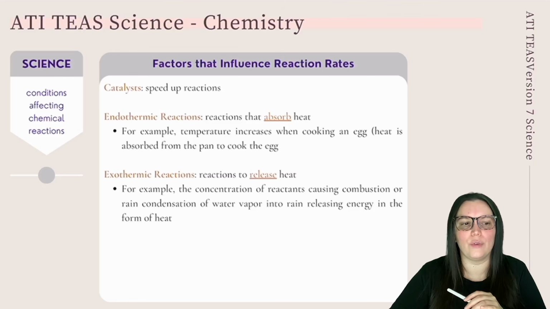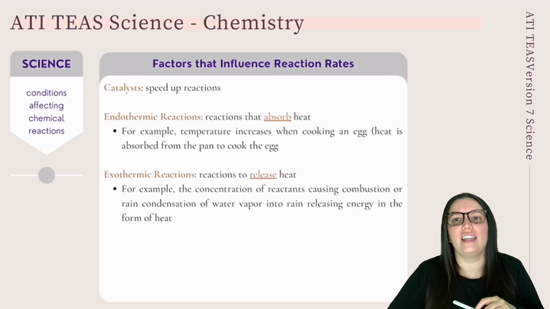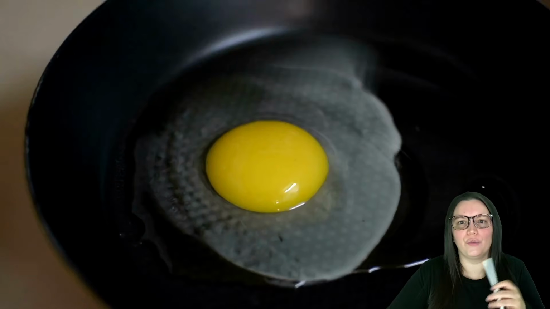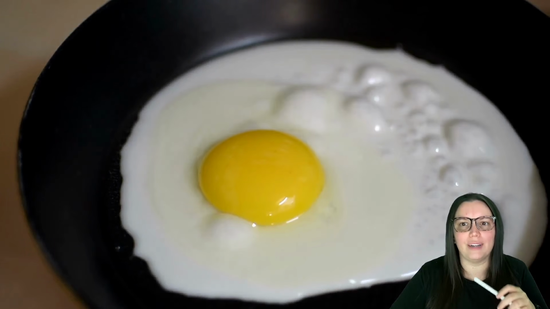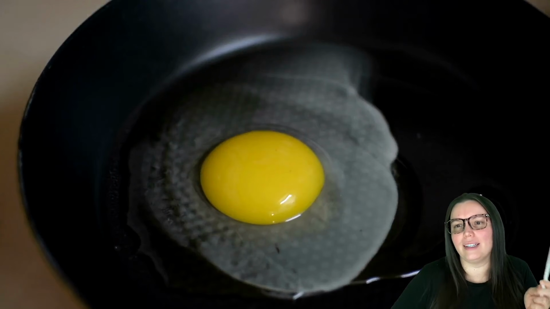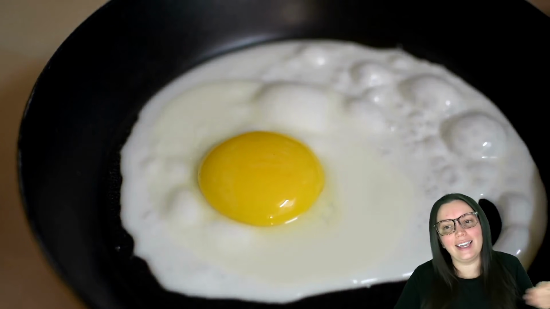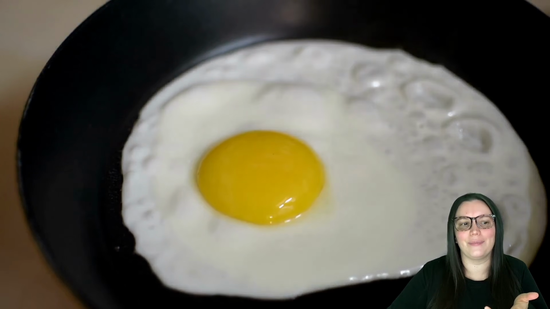To begin with endothermic reactions, these are reactions that absorb heat. The factor that influences the rate of a reaction here is the temperature. For example, higher temperatures will increase the rate of the reaction because they provide the energy that is needed for the reaction to occur. Think about increasing the temperature when you're cooking an egg. The heat is absorbed from the pan to cook the egg.